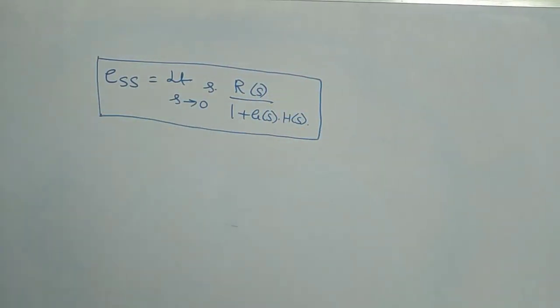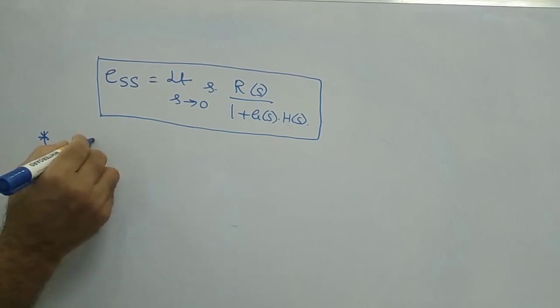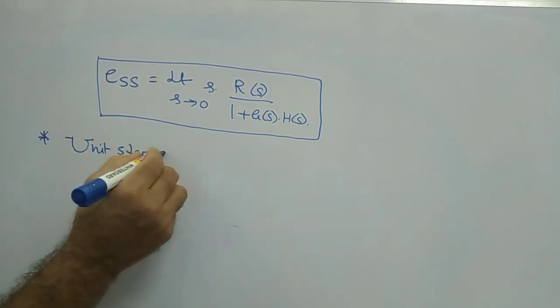Now, as I just explained, there are three different types of inputs normally we can apply in a control system. The first one is the unit step input signal. What is the unit step input signal?